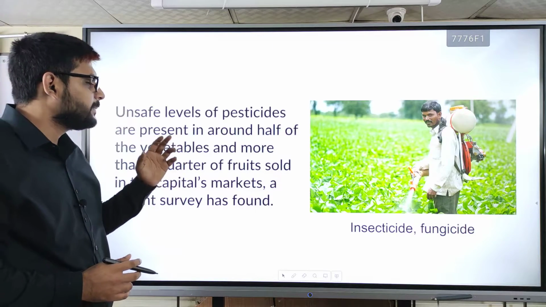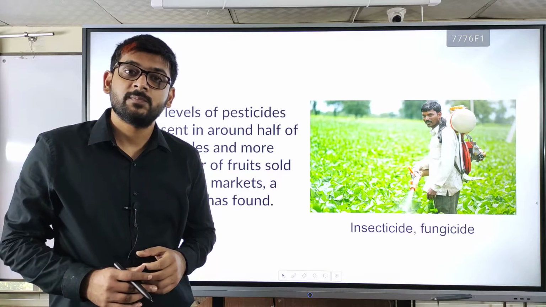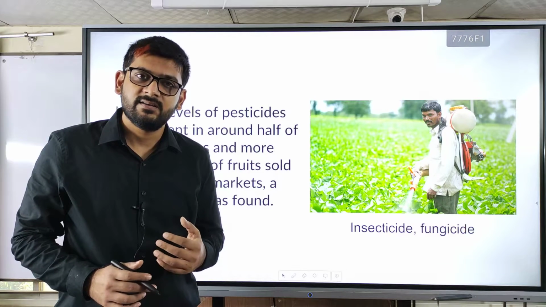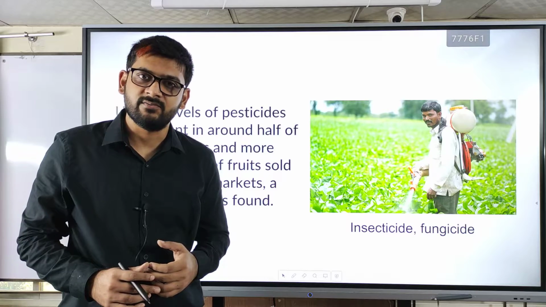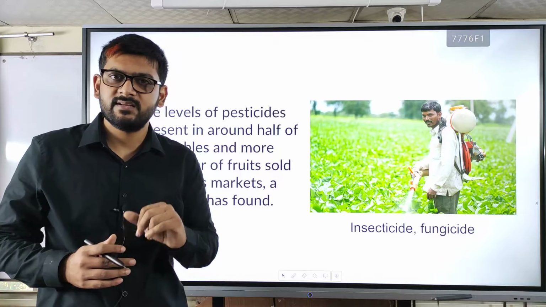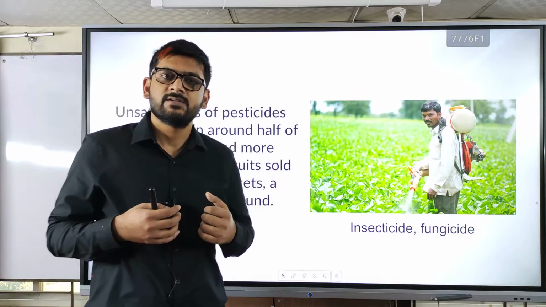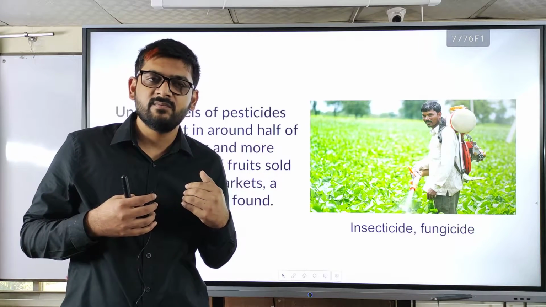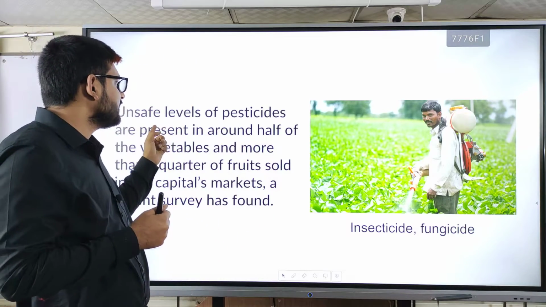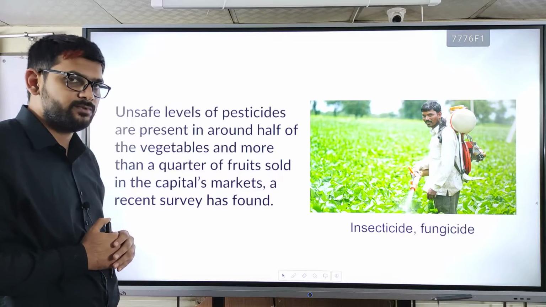So pesticides are actually useful. We need them because without pesticides our agricultural production will be much less, and we cannot feed the whole population of the world. So we need pesticides, but there is a limit up to which our body can absorb those pesticides. When this safety limit is crossed, we call it unsafe level. So unsafe levels of pesticides are present in around half of the vegetables.